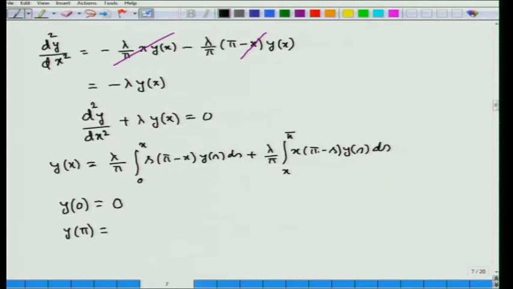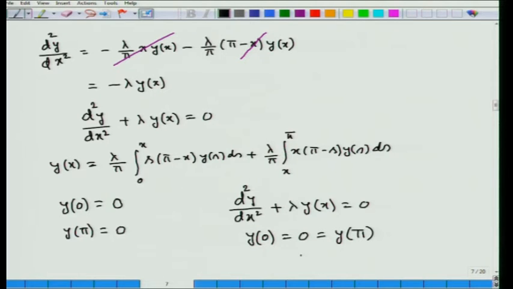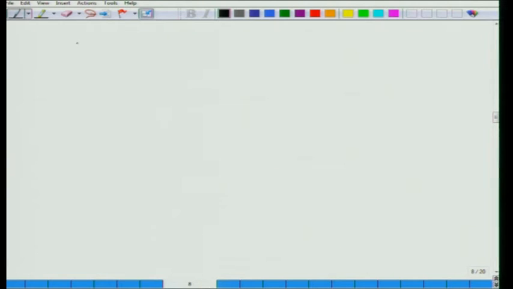So, this is also equal to 0. So, we will be having y(pi) equal to 0. So, that means starting from the given integral equation, we have arrived at the ordinary differential equation d2y/dx2 plus lambda y(x) equal to 0 with the boundary conditions y(0) equal to 0 equal to y(pi).